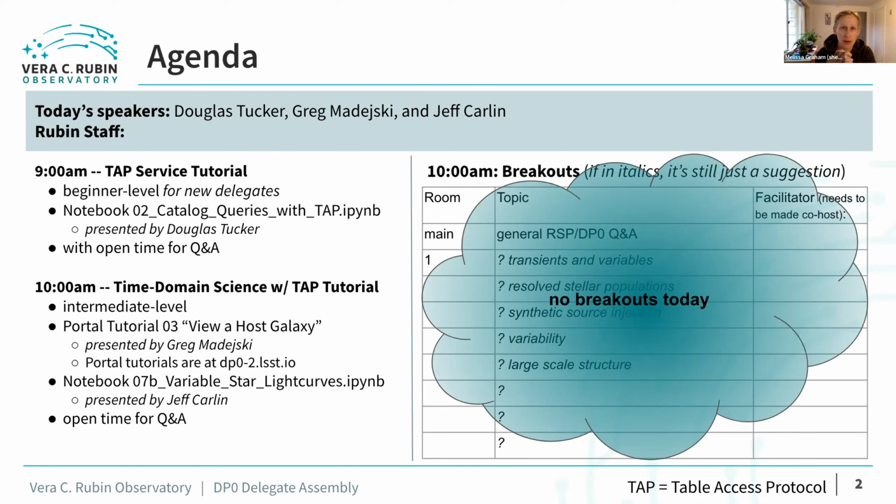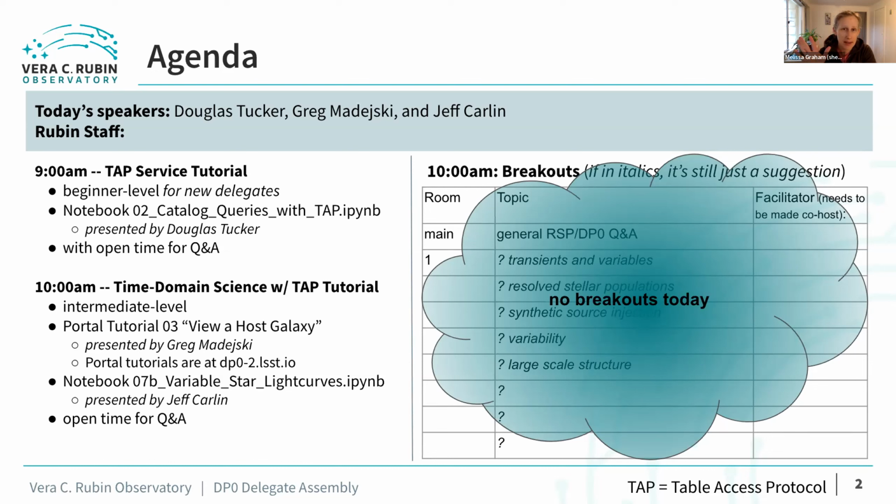And then Jeff Carlin's going to present notebook 07B, which shows you how to get variable star light curves. So you'll be using the TAP service to access the time domain catalogs and making some variable star light curves. So that's what's going to happen today.